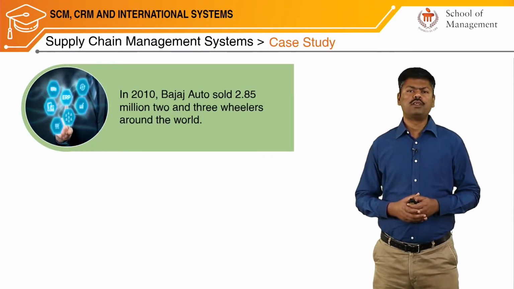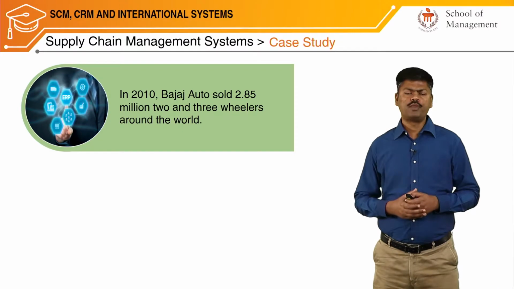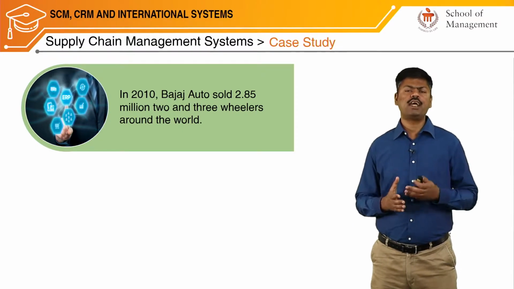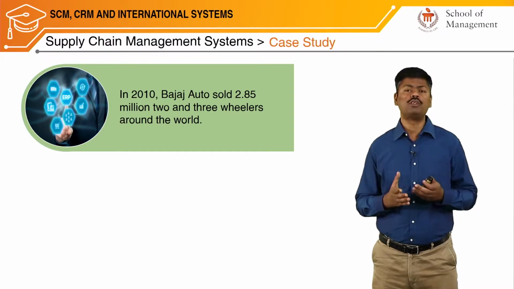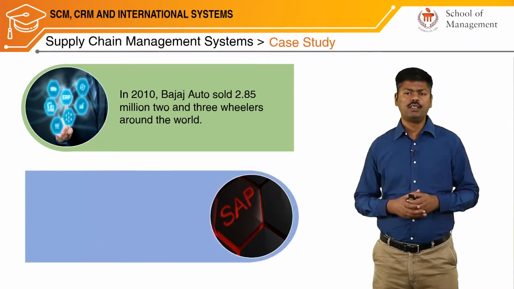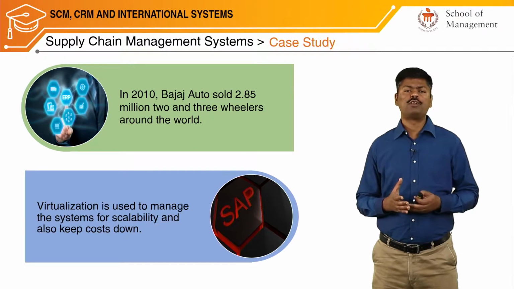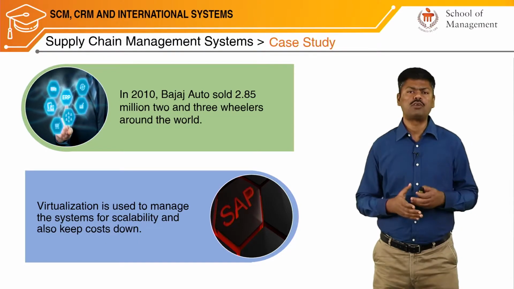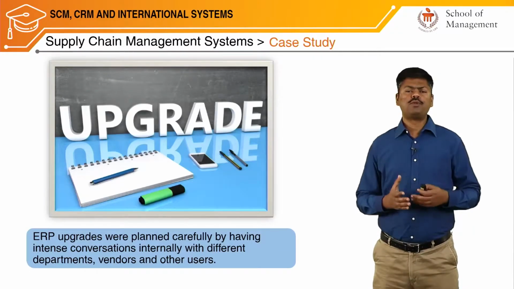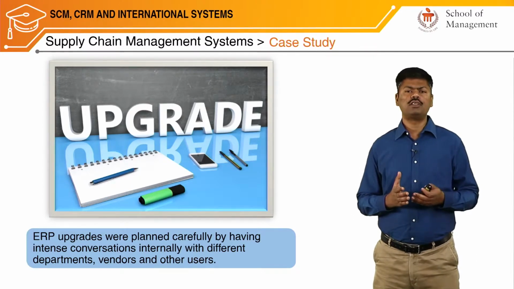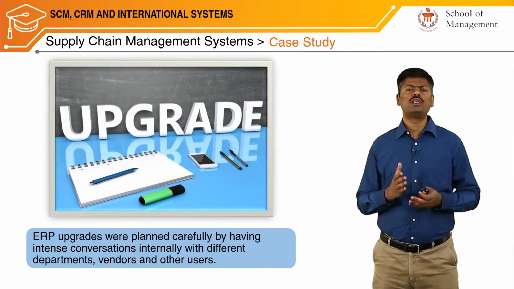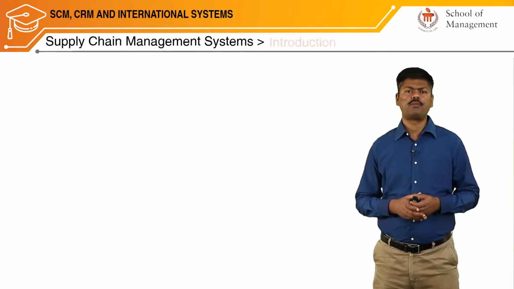So we can take an example of Bajaj Auto. In 2010, they had sold 2.85 million 2 and 3 wheelers around the world. And it was supported by the virtualization technology of SAP, which helped them keep the cost down. So ERP upgrades for Bajaj were planned carefully by having intense conversation internally within the department and with vendors and also the users of that particular application.